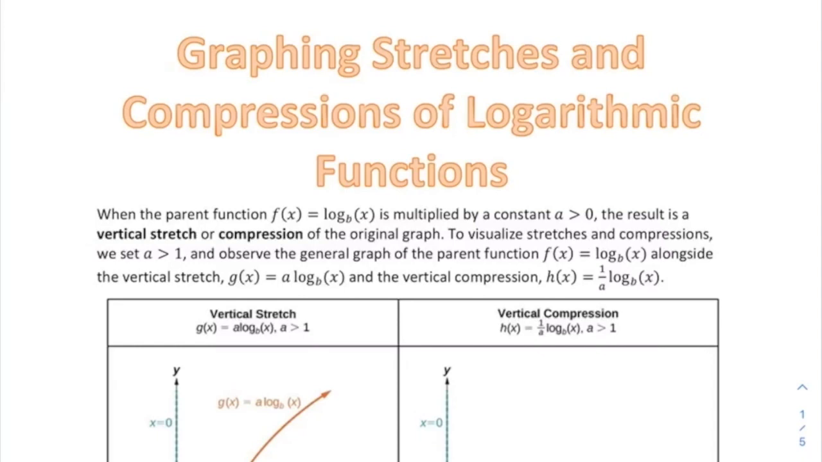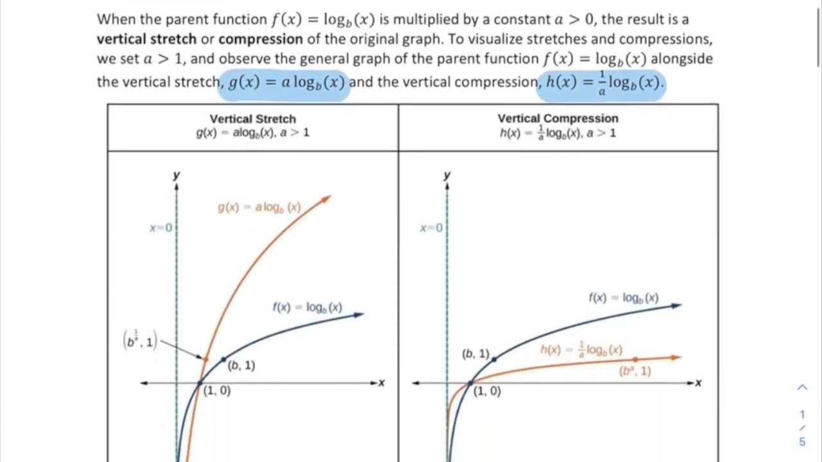Alright, so today we're going to be talking about graphing logarithmic functions with dilations, so either vertical stretches or vertical compressions. If you think back to other functions that we've done, remember this is when we're multiplying our function by a number a. And depending on whether a is greater than 1 or less than 1 but greater than 0, we'll either have a vertical stretch or a vertical compression. And we can see that in this chart below.